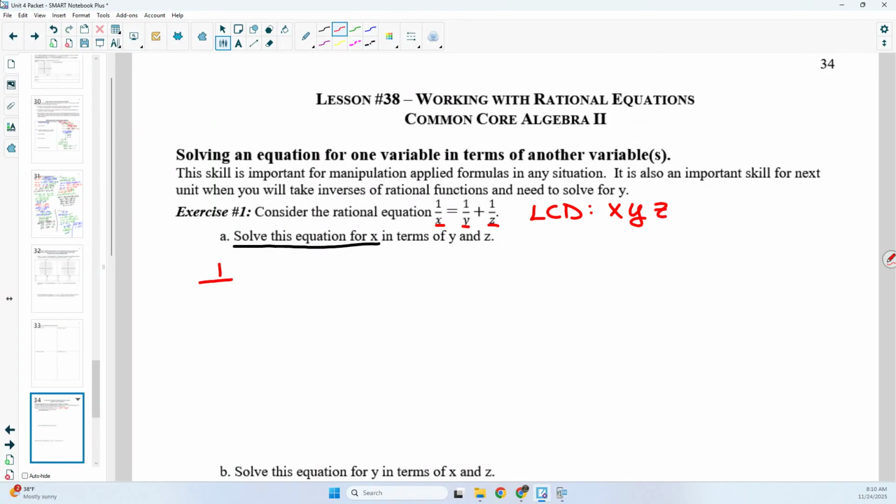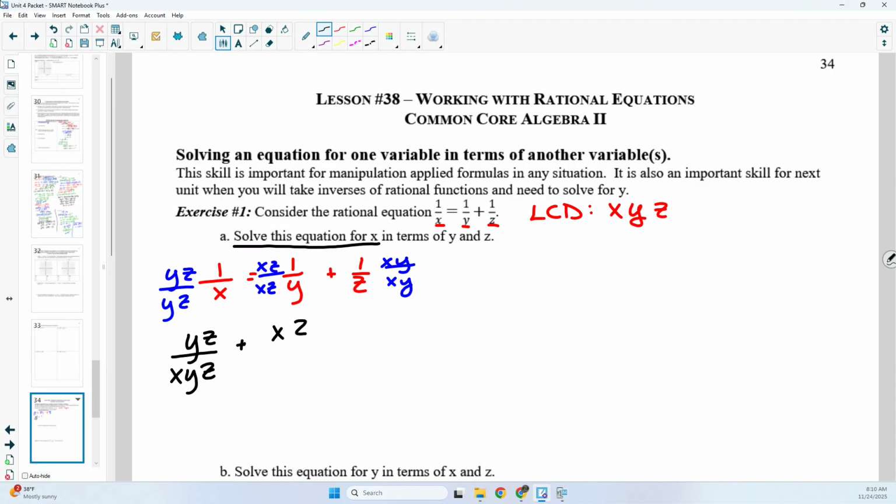I'm going to rewrite my equation just so I have a little more room. So to get to the LCD, my first fraction is missing the y and the z. My second fraction is missing the x and the z. And my third fraction is missing the x and the y. So I end up with, as my next step, yz over xyz plus xz over xyz. And I do write my z's with a line in the middle so they don't look like 2's, because that's always something we want to avoid.